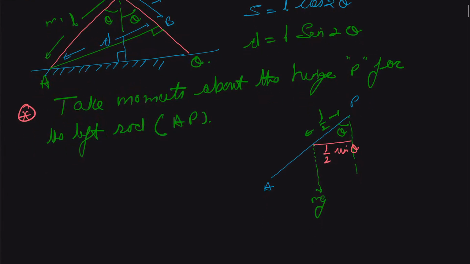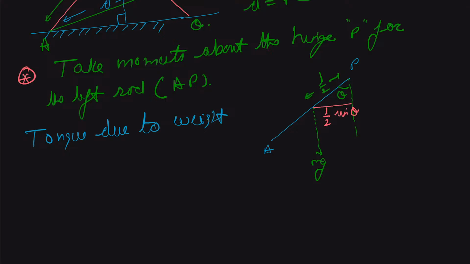Therefore, we can write that the torque due to weight, let us call this tau W. So we can write the equation: tau W will be equal to mg times L by 2 times sine of theta.